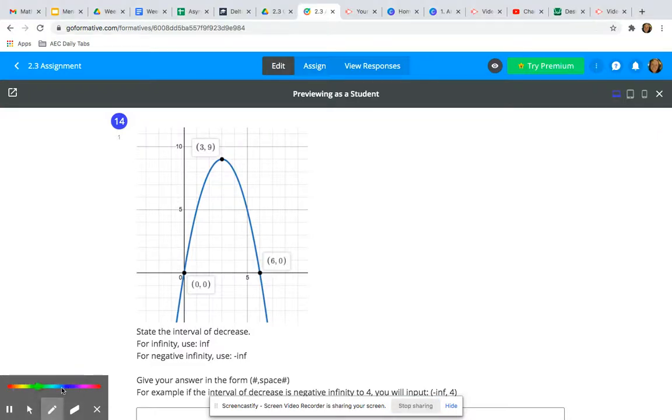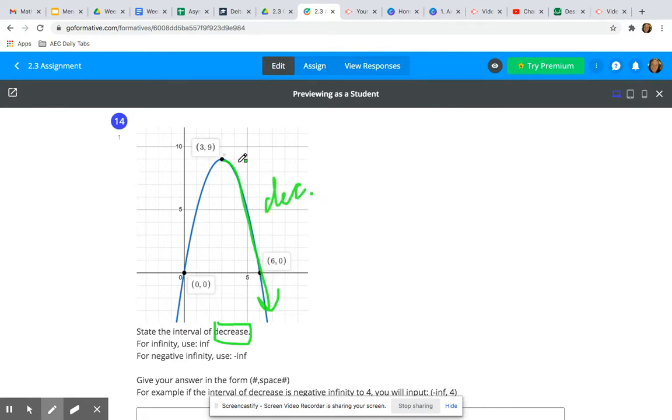Okay, we're going to be looking at number 14 right now. And number 14 is asking for the interval of decrease. So when we're doing increasing, decreasing, we look at the graph from left to right. Decreasing is where it falls from left to right. So right here it's rising, so that's increasing. But here it's decreasing.